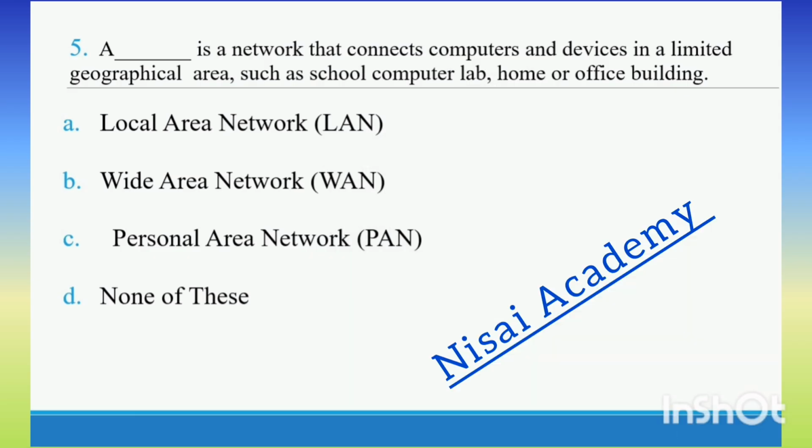Question 5. A dash is a network that connects computers and devices in a limited geographical area, such as school, computer lab, home or office building. Option A local area network LAN. Option B wide area network WAN. Option C personal area network PAN. Option D none of these. A local area network LAN is a network that connects computers and devices in a limited geographical area, such as school, computer lab, home or office building. Right answer A local area network LAN.